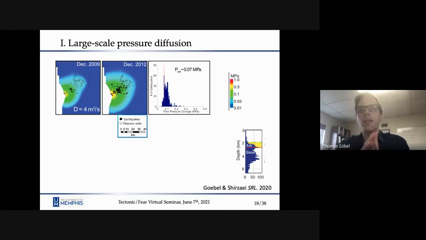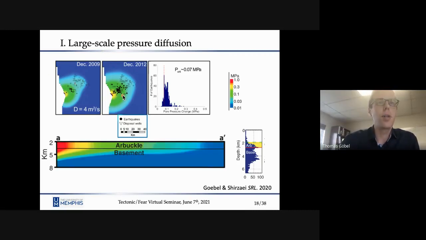So large-scale pressure diffusion brings us back again to the, sorry, this is not the right reference. This is Keranen again, right? Keranen study in Science in 2014. And they basically looked at what the pressure perturbation would be for a simple layered model. And the maps are shown in the upper left, and then also the cross section. It's just basically a two-layer model, Arbuckle, and then the basement underneath. And they run through different values. This is taken here for hydraulic diffusivity of 4 meters squared per second, and this is what we looked at before. They would predict a pressure change of 0.07 MPa at very large distances from the injection wells.